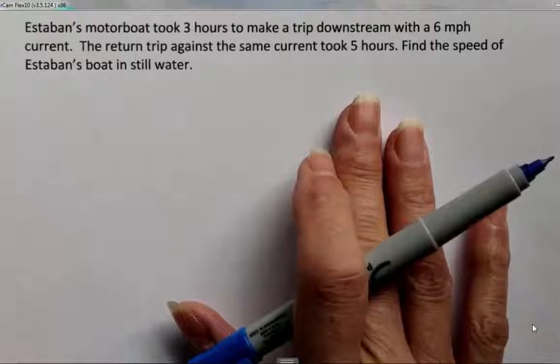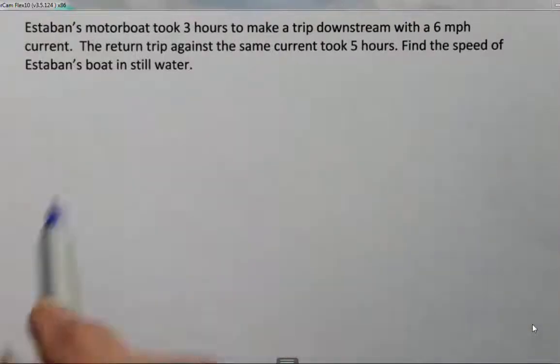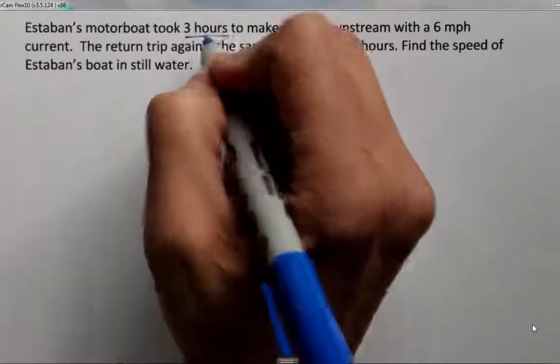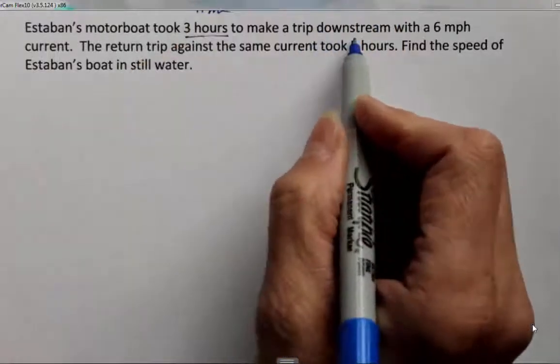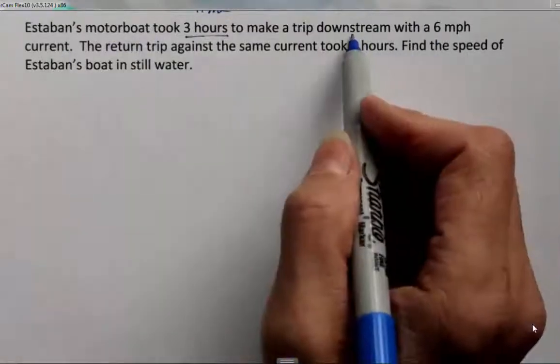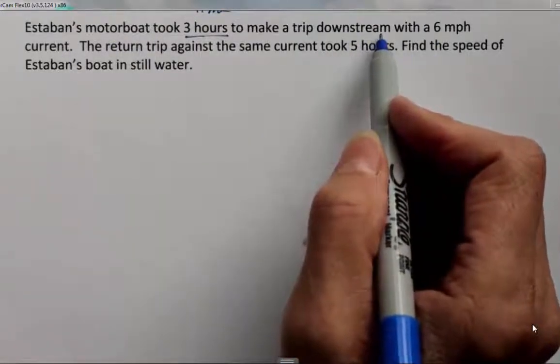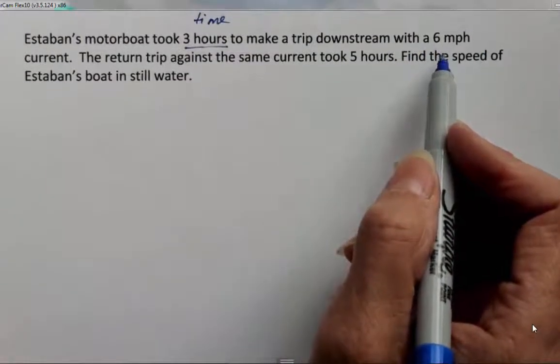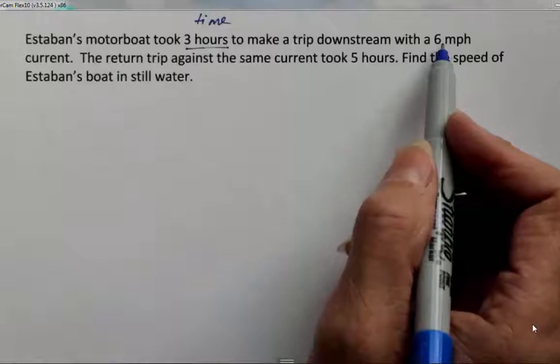We have a uniform motion problem here. Esteban's motorboat took 3 hours. So 3 hours, that's going to be the time to make a trip downstream with a 6 mile per hour current. So if we're going downstream, the current is working with us. So it's going to be adding to our speed.